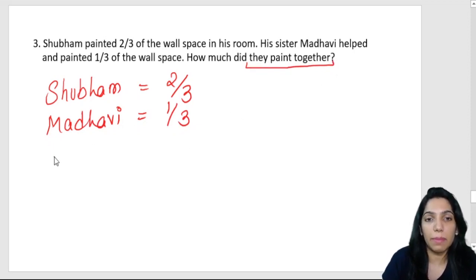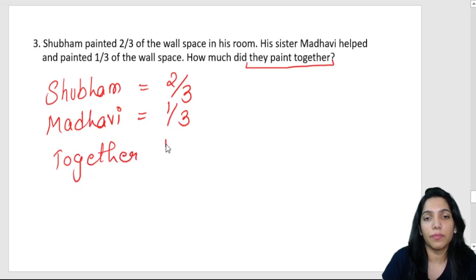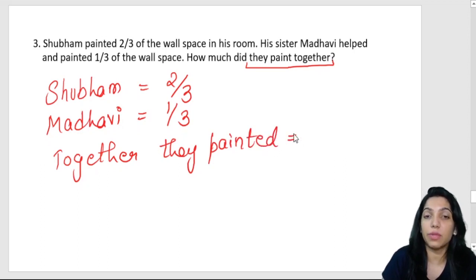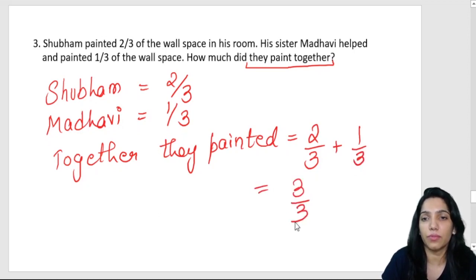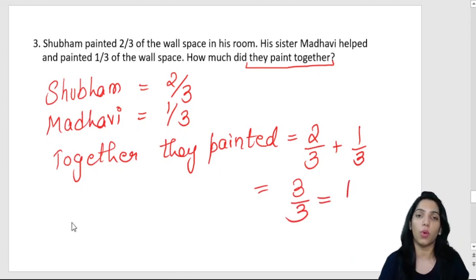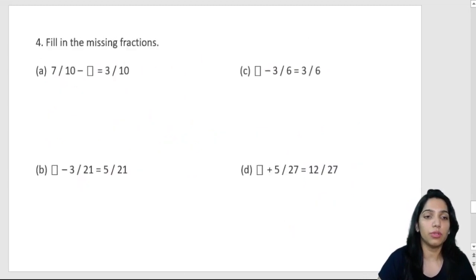So together they painted, so together means we need to find the sum of the two. So it's 2 over 3 plus 1 over 3 and the answer is 3 over 3, right? So that means 3 over 3 is one whole. So they have basically painted the whole wall. Clear? Moving on to the next one.